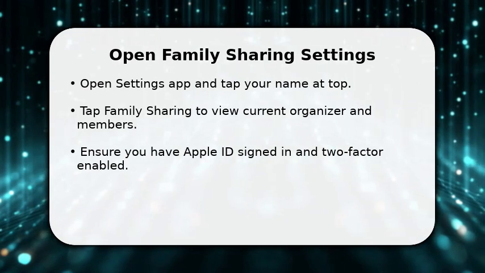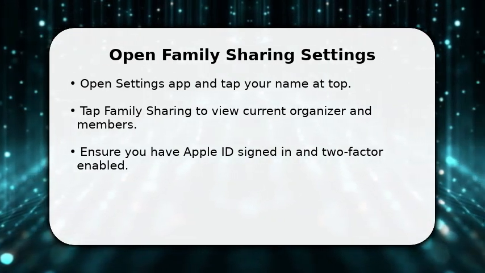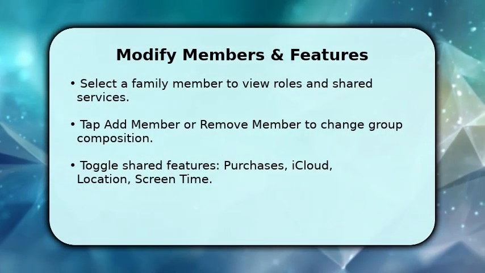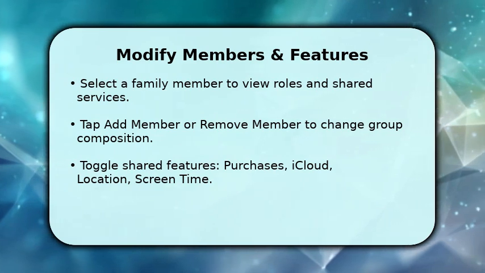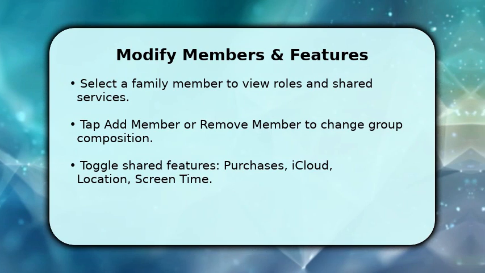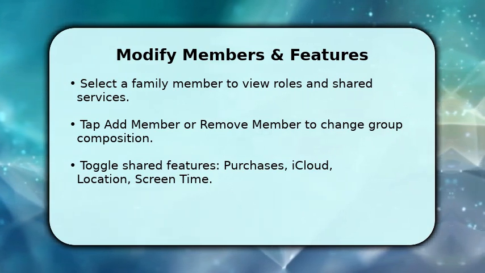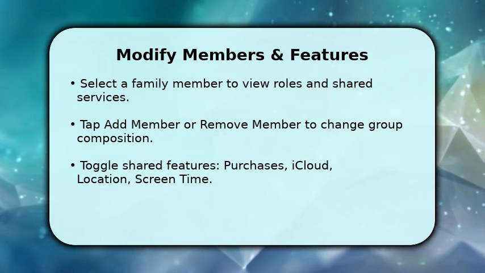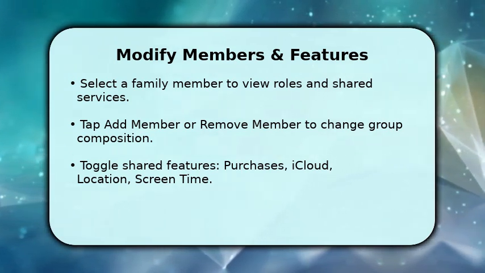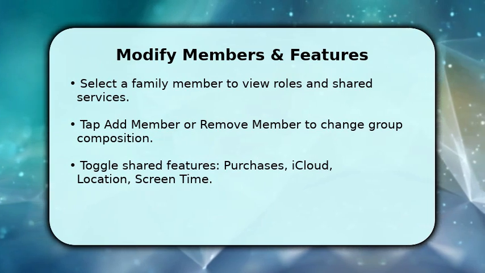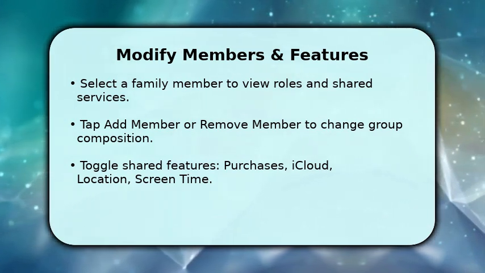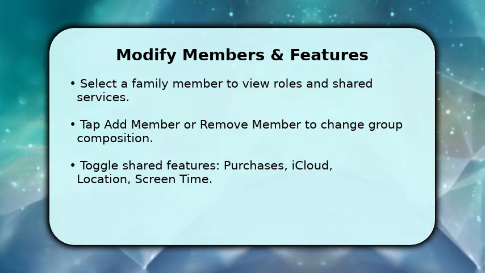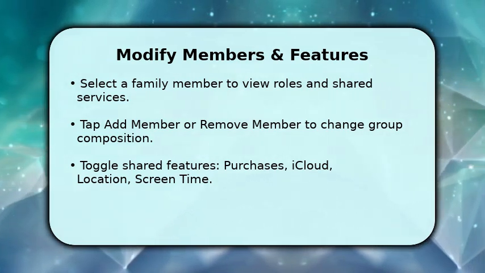Now select any listed member to reveal options like role, shared purchases, and parental controls. This is where you make precise changes. To add a person, tap Add Member, enter their Apple ID, or send an invite. To remove someone, tap their name, then Remove. You can toggle specific features: shared purchases, iCloud storage, location sharing, and Screen Time to tailor access. Because these settings affect purchases and privacy, review each toggle carefully and confirm changes when prompted to avoid unintended changes.